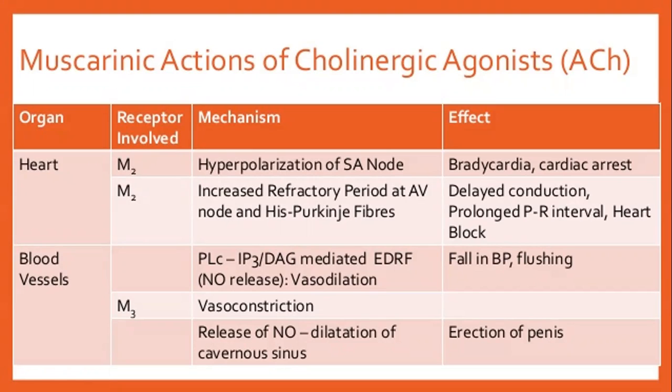Okay, so here what will happen? The refractory period increases, due to inhibition of the cyclic AMP. Due to inhibition of the cyclic AMP, the refractory period increases at the AV node. So that's why there is a delay in the conduction of the electrical signals. That's why the time interval between the P and R wave also increases.